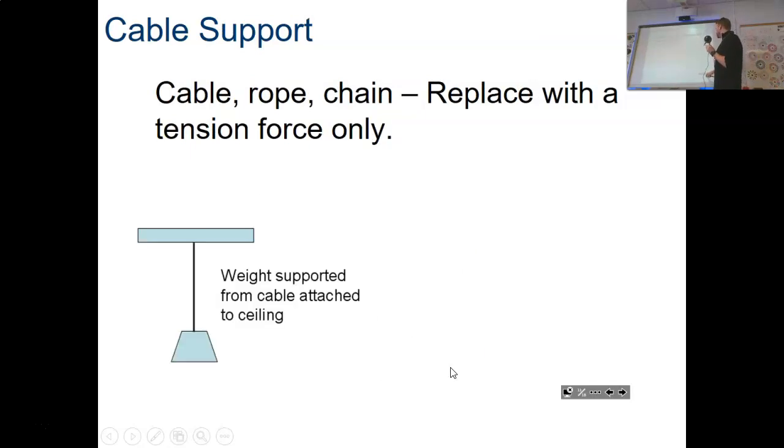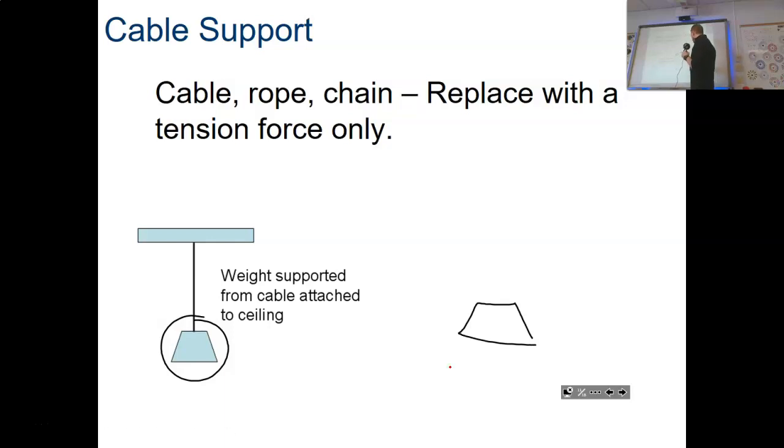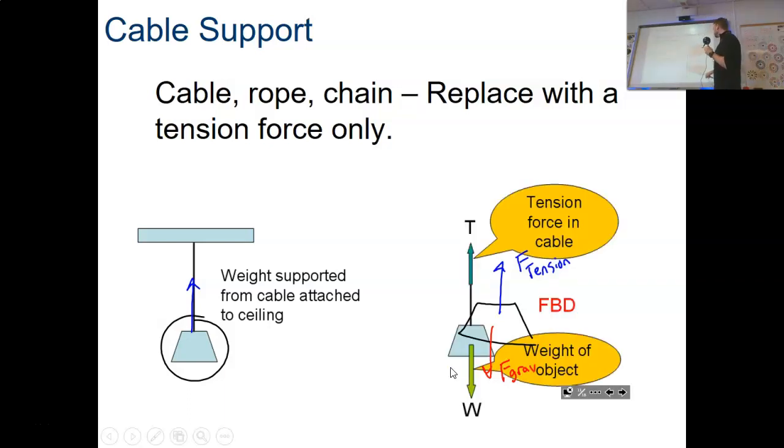Here's an example of a cable. If I was going to make a free body diagram of that weight, I would have the force of gravity, and then you replace the cable with only one force. You can label it tension, rope, cable, whatever you want. So you replace it with a single force acting in the direction of the rope.